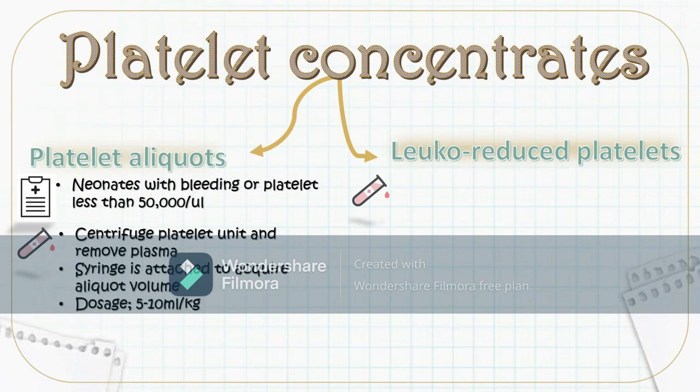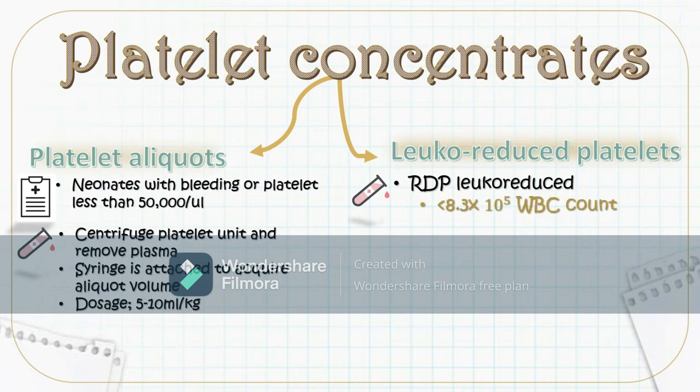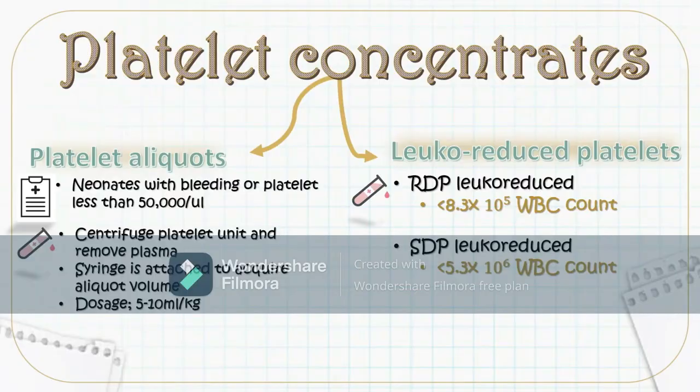For leuko-reduced platelets, they will be prepared in the same manner as that of your leuko-reduced packed red blood cell. So this is done through filtration. Particularly, RDP leuko-reduced should have a WBC count which is less than 8.3 times 10 to the 5, and for leuko-reduced SDP unit, the WBC count should be lower than 5.3 times 10 to the 6.